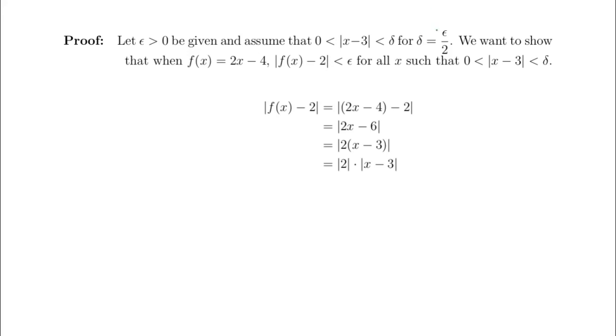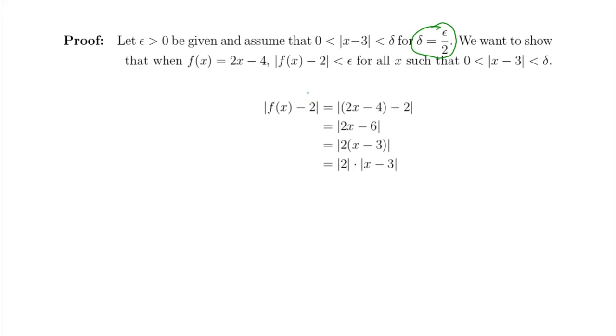So this first line is pretty much going to be always the same, except that's going to change. And obviously this number will change because x might be approaching a different thing, right? We want to show then that when we use this function, 2x minus 4, the absolute value of f of x minus 2 is less than epsilon for all x such that we're in this delta distance of 3.